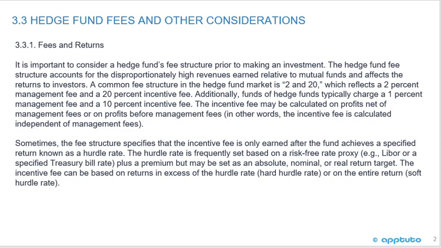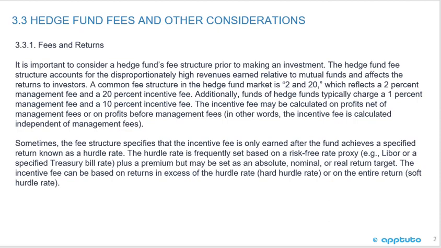The hedge fund fee structure accounts for the disproportionately high revenues earned relative to mutual funds and affects the return to investors. A common fee structure in the hedge fund market is 2 and 20, which reflects a 2% management fee and a 20% incentive fee. Additionally, funds of hedge funds typically charge a 1% management fee and a 10% incentive fee.